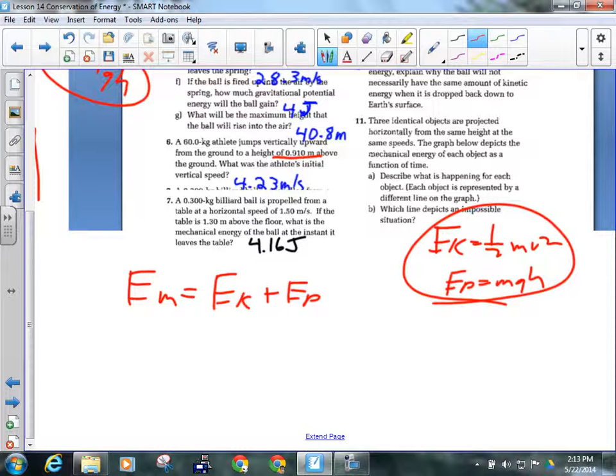We'll look at a few of these other ones, and then we're going to move into more difficult, higher level kind of questions. Yes?